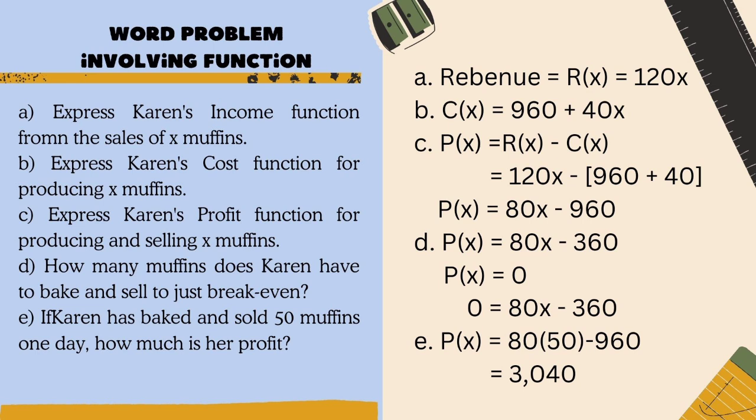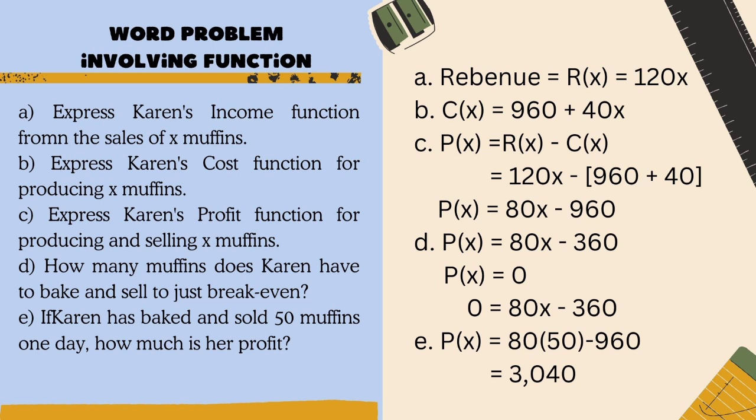The income is determined by multiplying the per unit cost of muffins times the number of muffins x produced and sold. That is, R(x) equals 120x. For letter B, express Karen's cost function for producing x muffins. The cost function is the sum of the fixed cost plus the variable cost per unit. Since Karen has a fixed cost of 960 pesos plus 40 pesos per muffin produced, her cost function is C(x) equals 960 plus 40x.